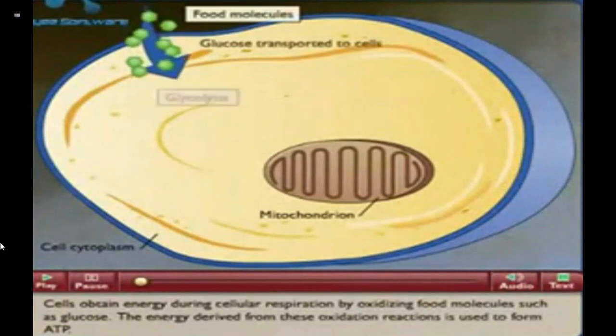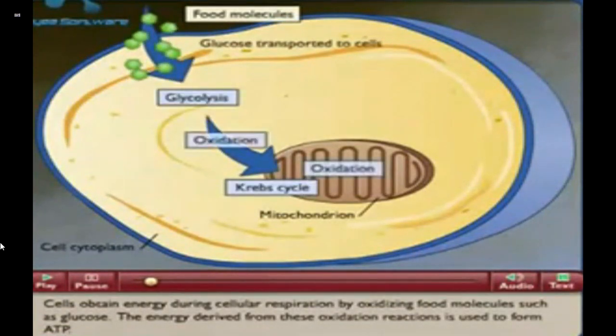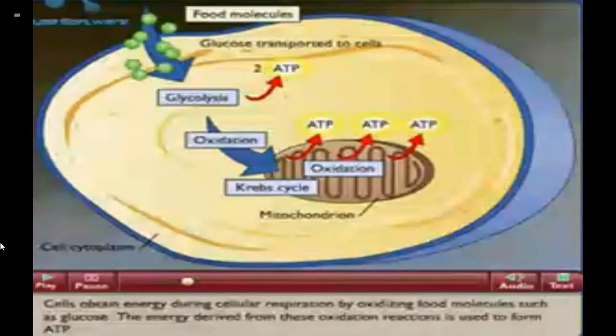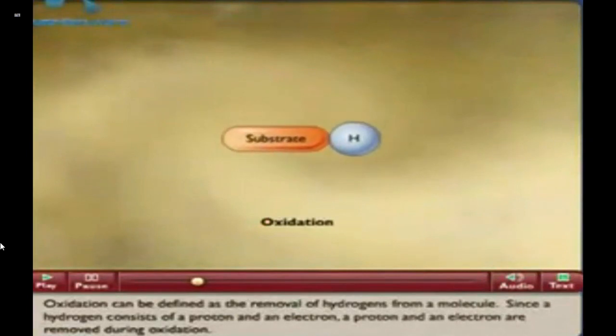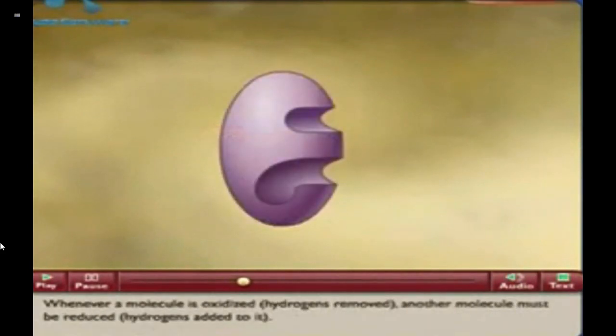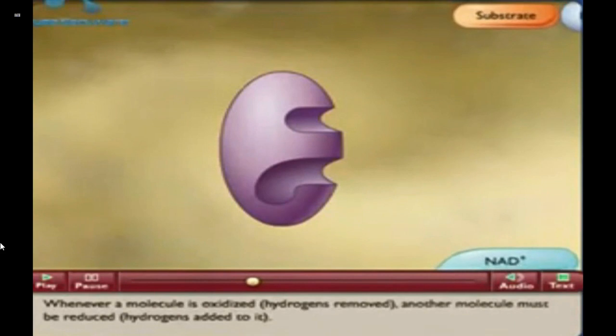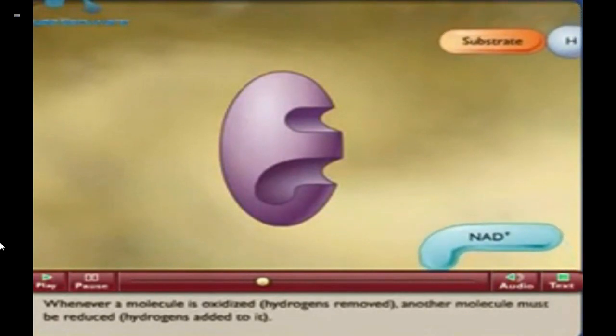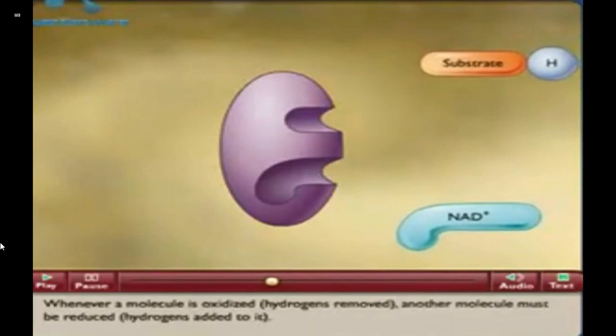Cells obtain energy during cellular respiration by oxidizing food molecules such as glucose. The energy derived from these oxidation reactions is used to form ATP. Oxidation can be defined as the removal of hydrogens from a molecule. Since a hydrogen consists of a proton and an electron, a proton and an electron are removed during oxidation. Whenever a molecule is oxidized, hydrogens removed, another molecule must be reduced, hydrogens added to it.